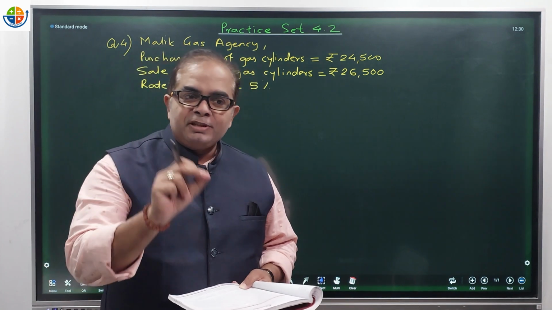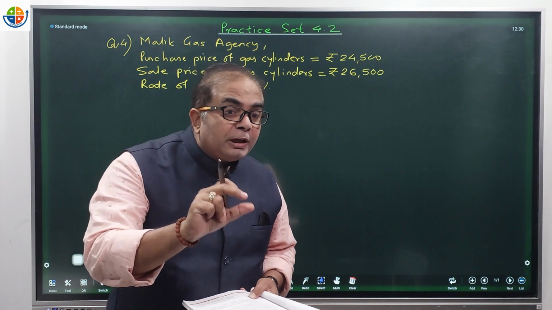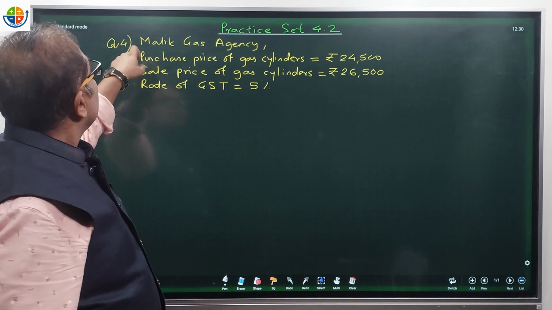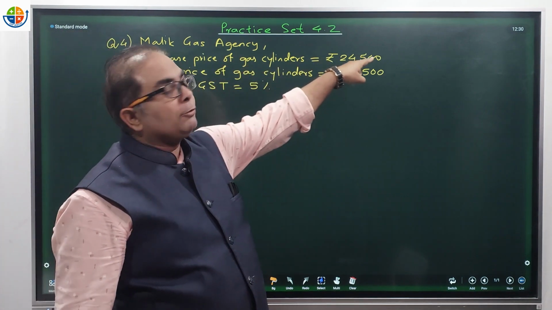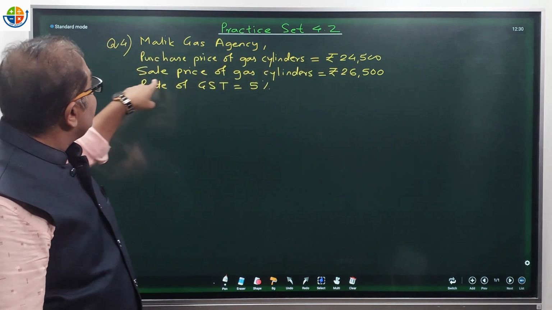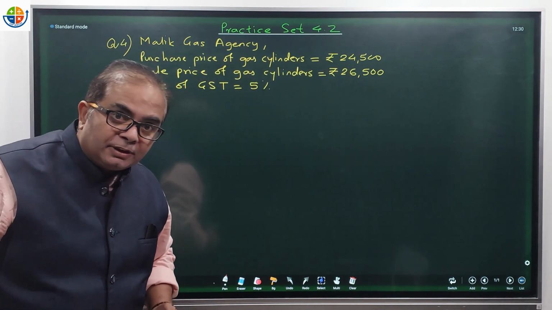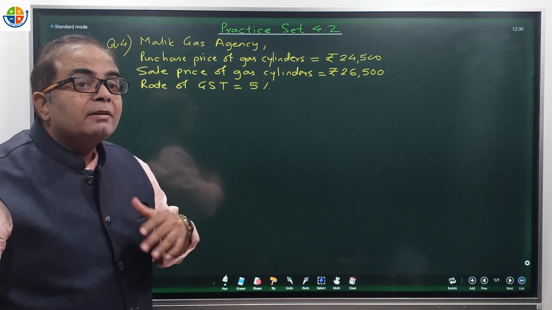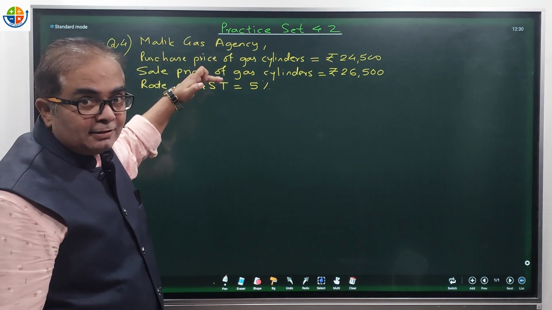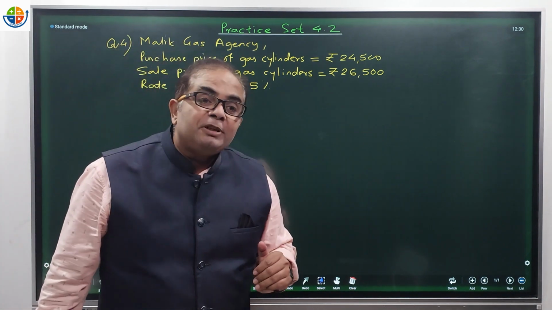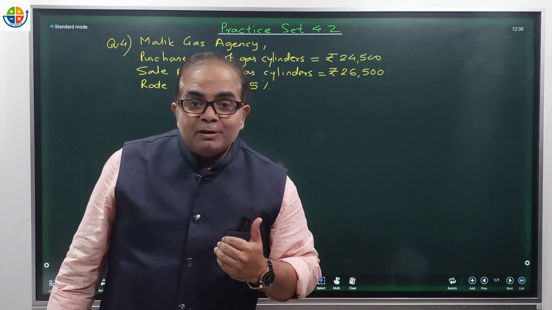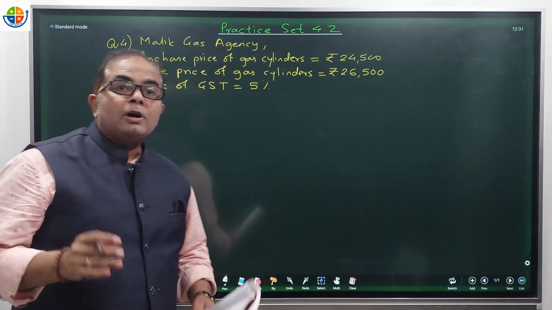So it is SGST का replacement क्या हो गया? UTGST. Understood? Now the concept is same. Purchase price of gas cylinders is 24,500. सेल प्राइस इज 26,500 एंड रेट ऑफ जीएसटी कितना दिया? 5%. करेक्ट. सो जीएसटी विल बी पेड at the time of purchase as well as at the time of sale. Correct. So purchase के टाइम में जो जीएसटी पेड हो गया वो क्या हो? That is ITC, that is input tax credit. Correct.